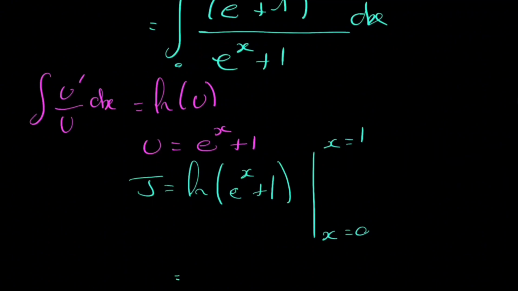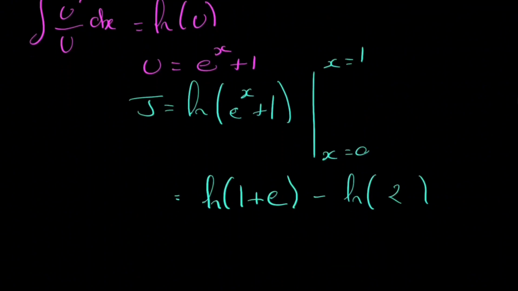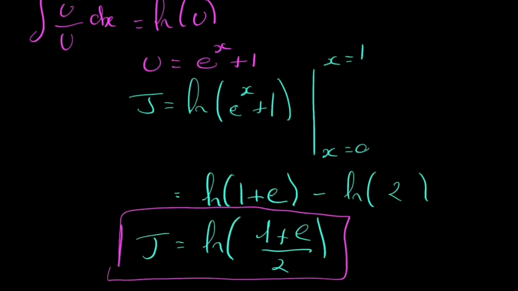So it's equal to ln of 1 plus e, minus ln of 1 plus 1, so 2, which is equal to ln of 1 plus e over 2 using the logarithm properties, and we just answered our question.